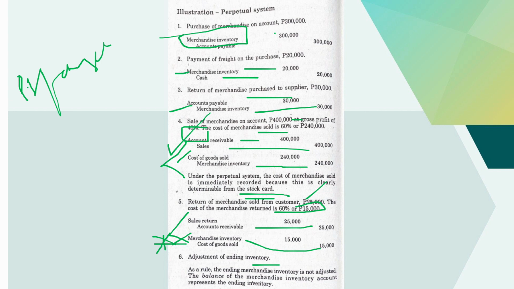Adjustment ng ending inventory. As a rule, the ending merchandise inventory is not adjusted. The balance of the merchandise inventory account already represents the ending inventory because they are using a stock card.